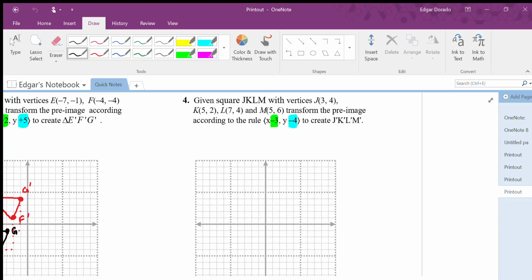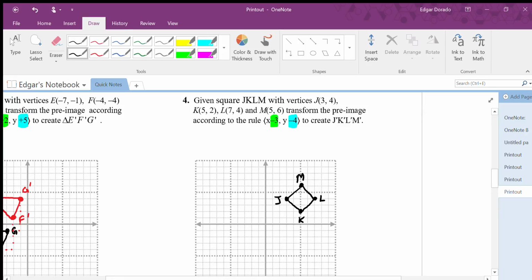Alright guys, so hopefully you had a shot to try that on your own. I'm going to go ahead and graph this pretty quick. So J is at 3, 4. K is at 5, 2. L is at 7, 4. And M is at 5, 6. So M, L, K, and J. Okay, that's my original figure. So I'm going to go ahead and just connect all my dots. So that's my original square.